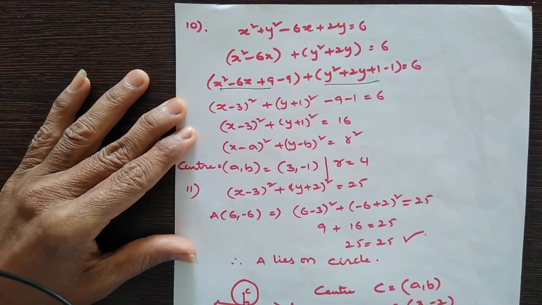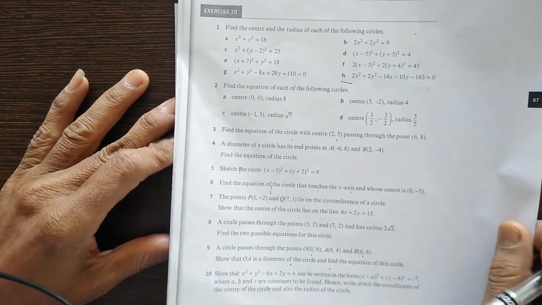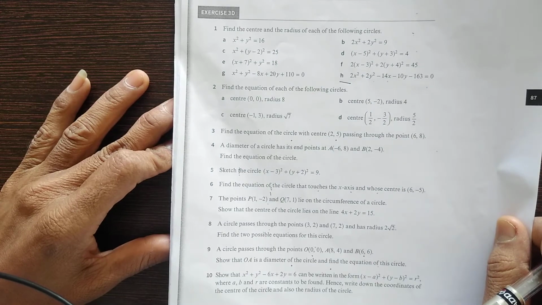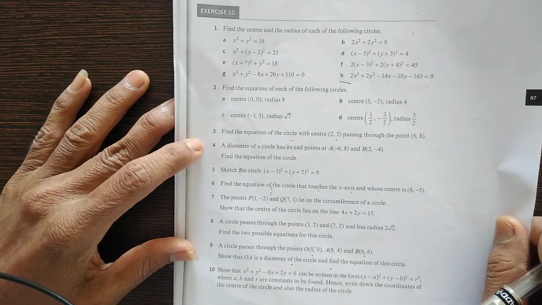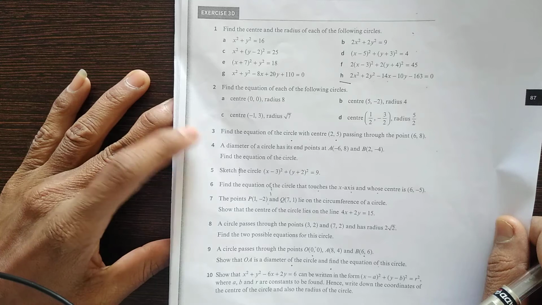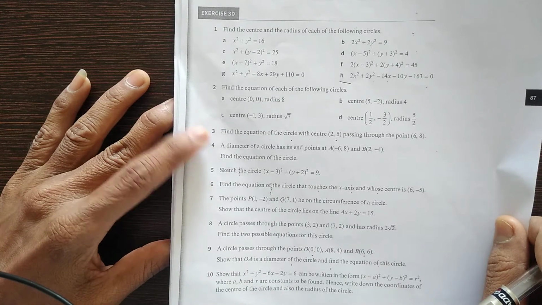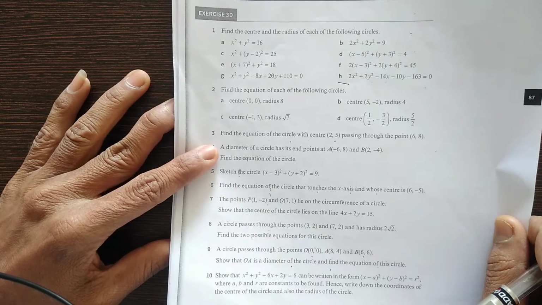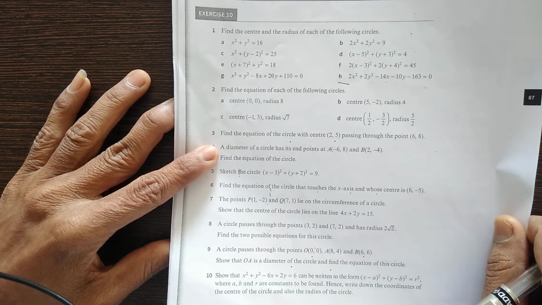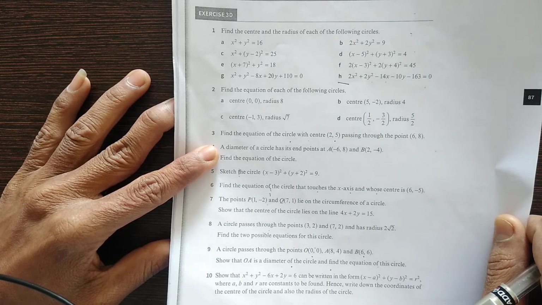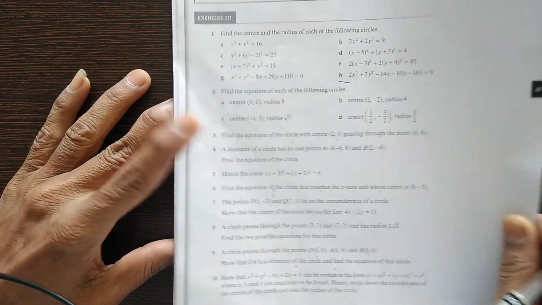Now what is the 10th question? Let me read the question first. Show that x square plus y square minus 6x plus 2y is equal to 6 can be written in the form of (x minus a) whole square plus (y minus b) whole square is r square, where a, b, r are constants to be found. Hence, write down the coordinates of the centre of the circle and also write the radius of the circle.